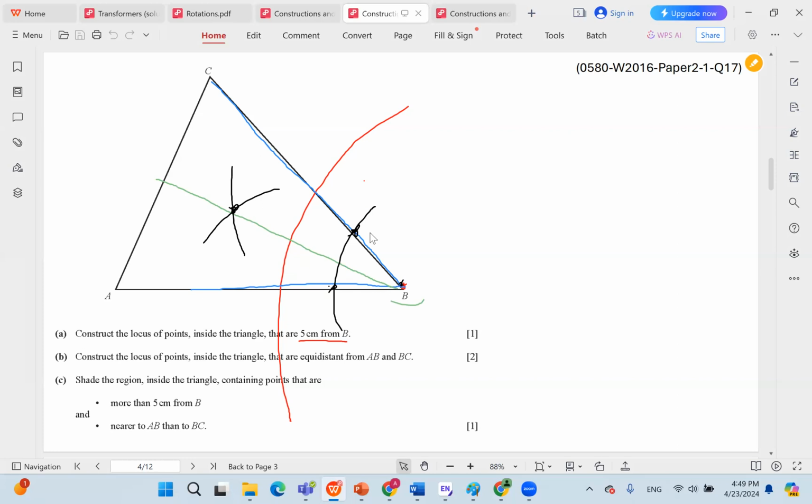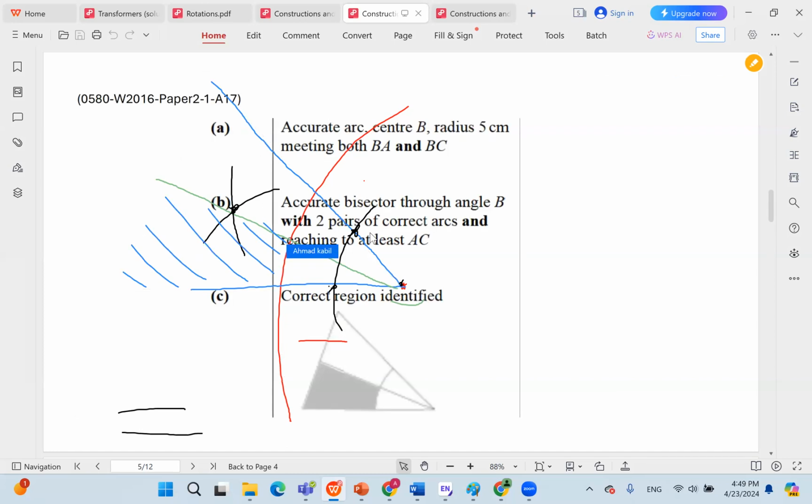Now that we've drawn the angle bisector, we are required to shade the region inside the triangle that contains points that are more than 5 centimeters from B. So it has to be beyond the red arc, outside of the red arc, and at the same time nearer to AB than to BC. So it has to be below the green line. So our shaded region will be this region here. And this is similar to the one shaded in the marking scheme.